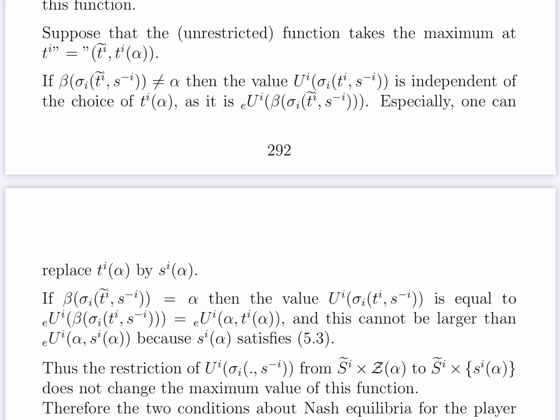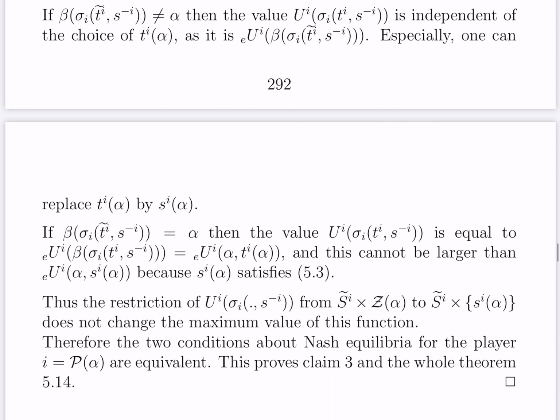So this now ends the long proof. Therefore, the two conditions about Nash equilibrium for the player i who is playing after alpha are equivalent. And this then proves claim 3, and this proves claim 2b, and by backward induction this proves claim 1, and this proves then the whole theorem 5.14.